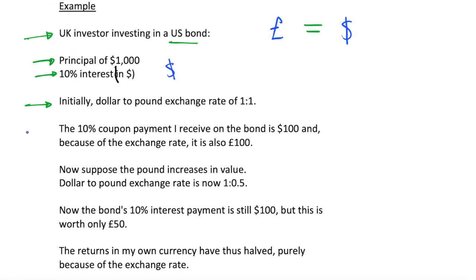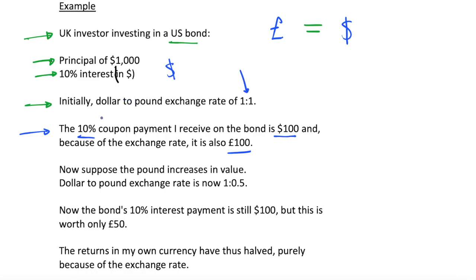So if I have invested $1,000 in this bond, then the bond is going to pay me 10% interest. So I receive $100. And because the exchange rate is 1-to-1, $100 is just equal to £100, because a pound and a dollar are exactly the same with a 1-to-1 exchange rate.